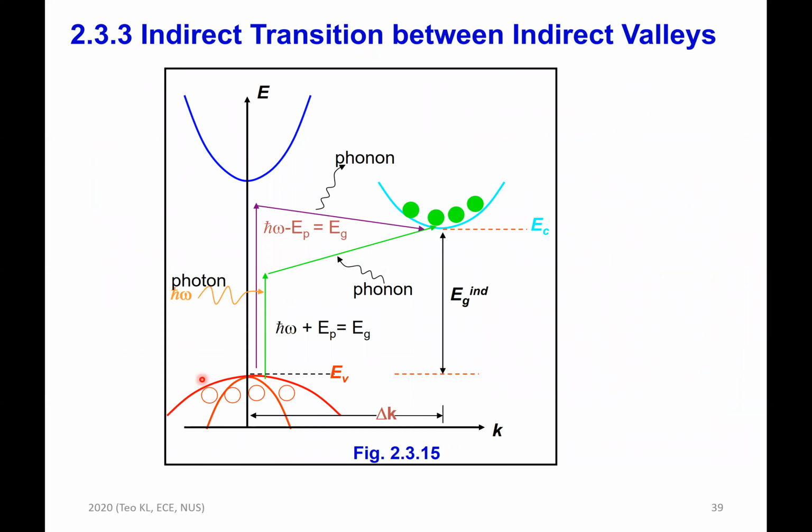So if you look at this curve, if I come in with a sufficient photon energy, I can absorb a photon by exciting the electron from the top valence band all the way to here, even though this is not the minimum of the conduction band. So this is a direct transition in the indirect bandgap semiconductors.